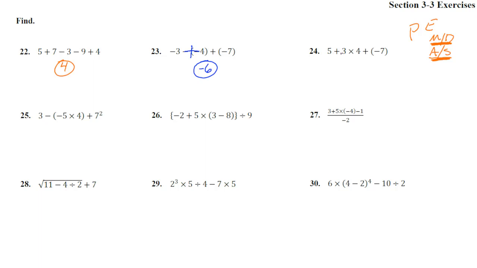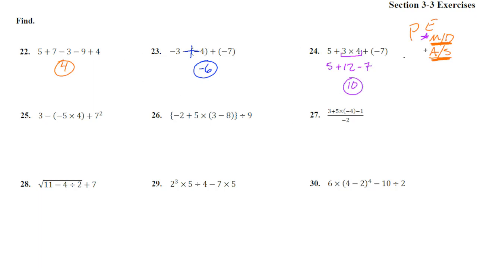5 plus 3 times 4, and this is where it's important to note that this is a higher priority right here. So if that's 3 times 4, that's 12. So we actually have 5 plus 12 plus a minus 7, which is subtract 7. So 5 plus 12 is 17, minus 7 is 10.